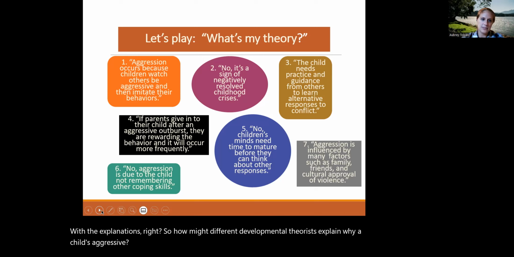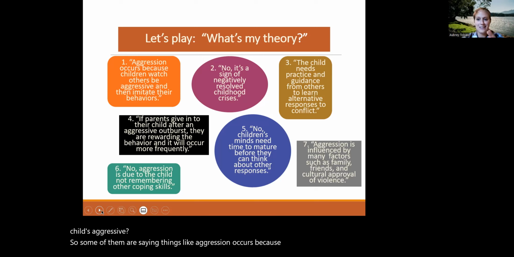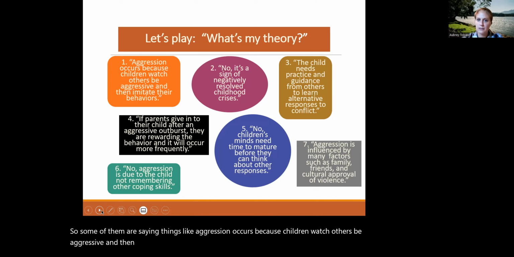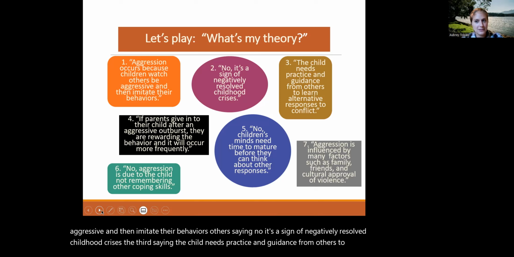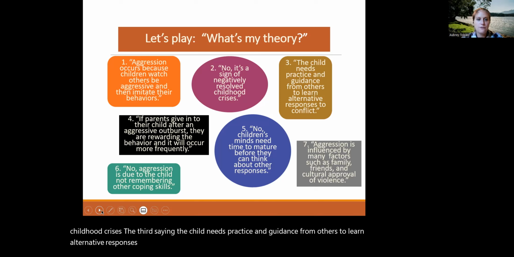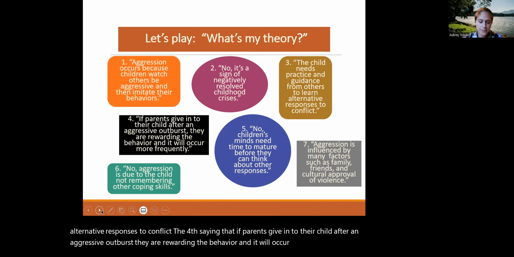So this activity focused on essentially, can you match the theories with the explanations? How might different developmental theorists explain why a child is aggressive? Some of them are saying things like aggression occurs because children watch others be aggressive and then imitate their behaviors. Others saying, no, it's a sign of negatively resolved childhood crises. The third saying the child needs practice and guidance from others to learn alternative responses to conflict. The fourth saying that if parents give in to their child after an aggressive outburst, they are rewarding the behavior and it will occur again more frequently.